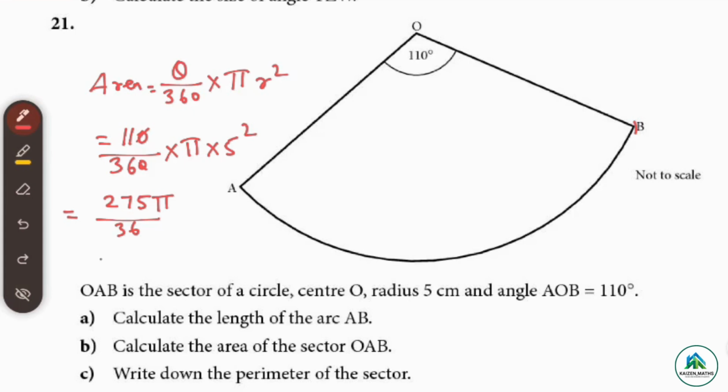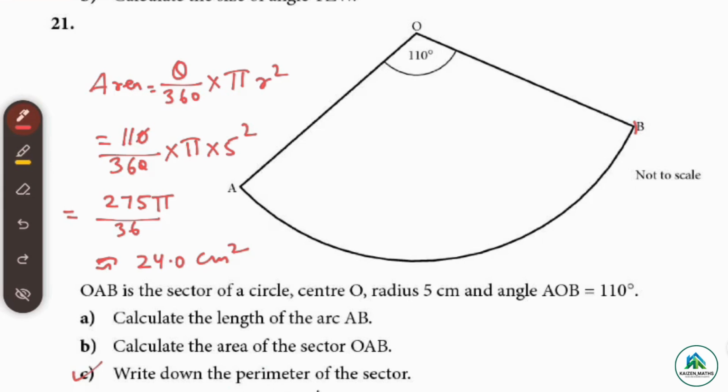And if you will find this as a approx, right? So this is 24.0 centimeter square. Okay. So this is in the 3 significant figure. Okay. So now this is our third question.